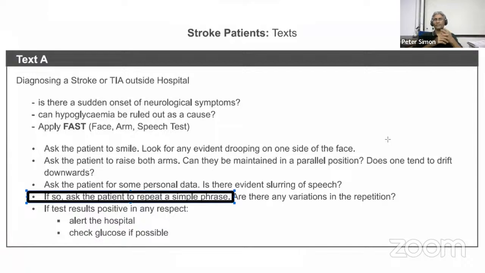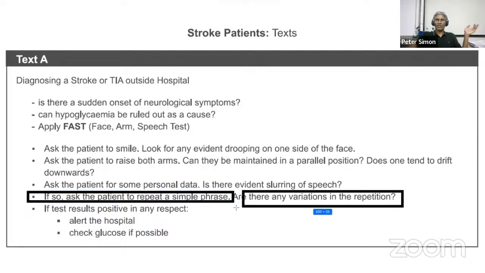So here it is. If so, ask the patient to repeat a simple phrase. Remaining information is hidden. Is there slurred speech? Or are there any variations in the repetition? So, variations in the repetition. Repeat became repetition. Here he said repeat.